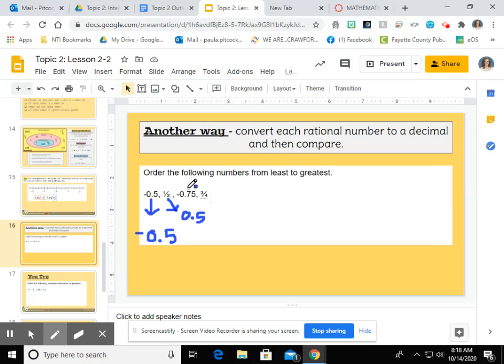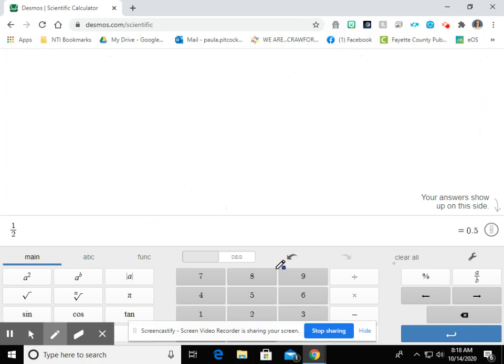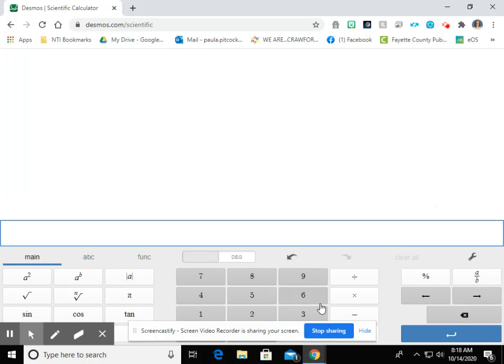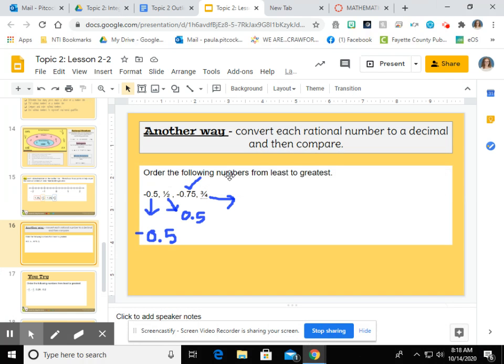Okay, this one's already a decimal. I can leave it. And then 3/4. I know 3 out of 4 quarters is going to be 75 cents, but I can also use my calculator. 3 over 4. It tells me it's 0.75. So 3/4 is 0.75. 3 out of 4 quarters is 75 cents.